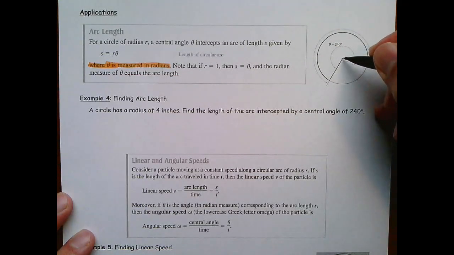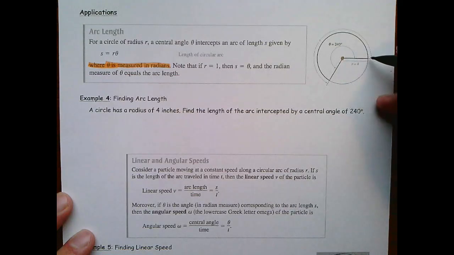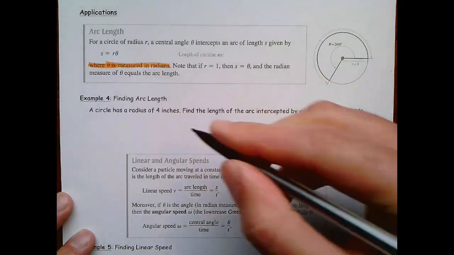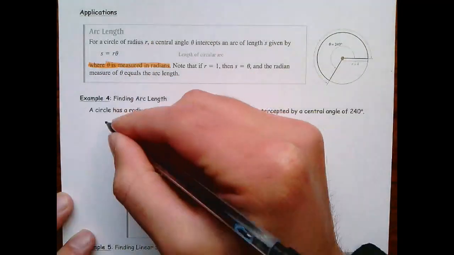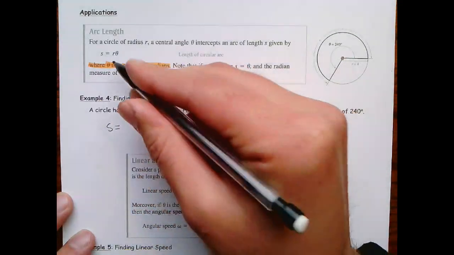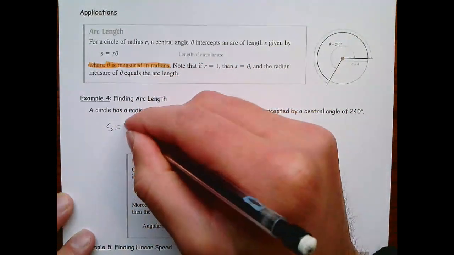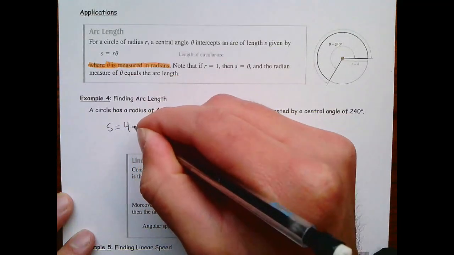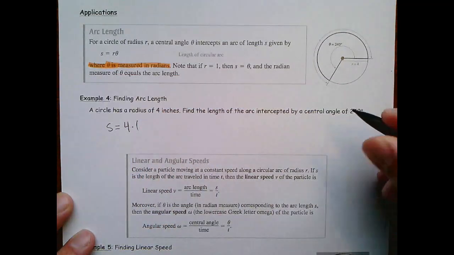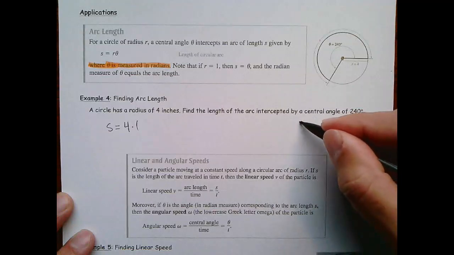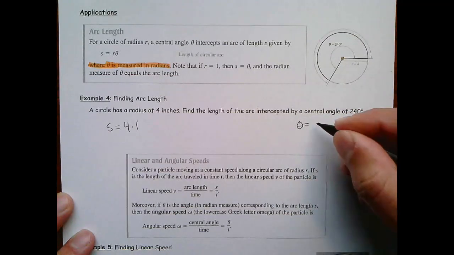So again, a central angle is going to be the angle centered around the center of the circle, which in this case is starting with an initial side here and then traveling counterclockwise, positive 240 degrees. So just setting up what they have here, I know s is going to be my arc length. r is the radius, and they give me the radius, 4 inches, so 4 times, and now I need to multiply it by theta. But I know theta is supposed to be measured in radians. So they give me 240 degrees.